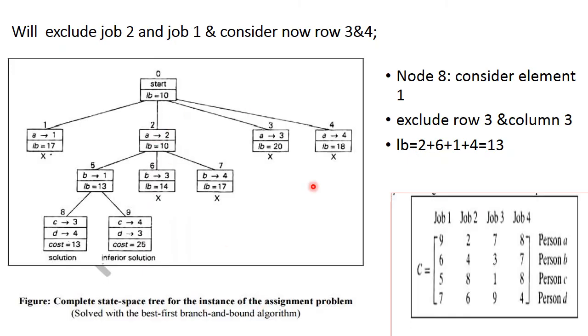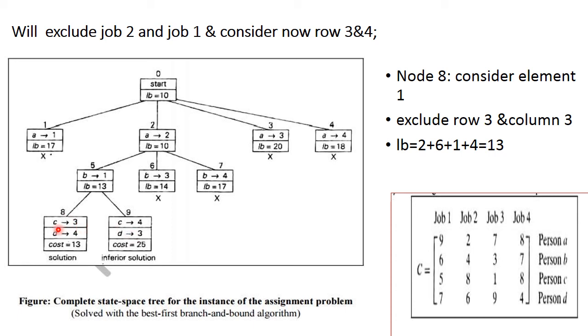For the next level of the tree, there are only 2 persons and 2 jobs remaining, that is job 3 and job 4. So let's write it this way. Once we assign person C the third job, once we assign person D the third job, once we assign person D the fourth job, once we assign person C the fourth job.